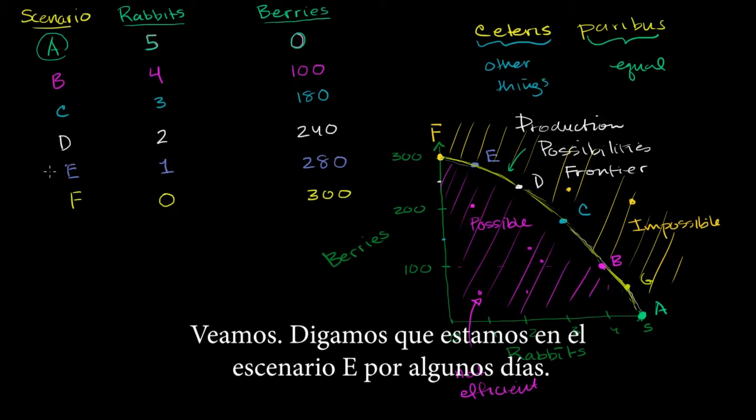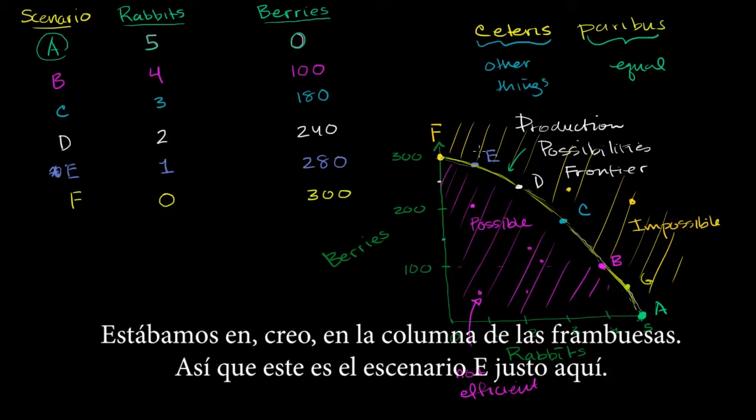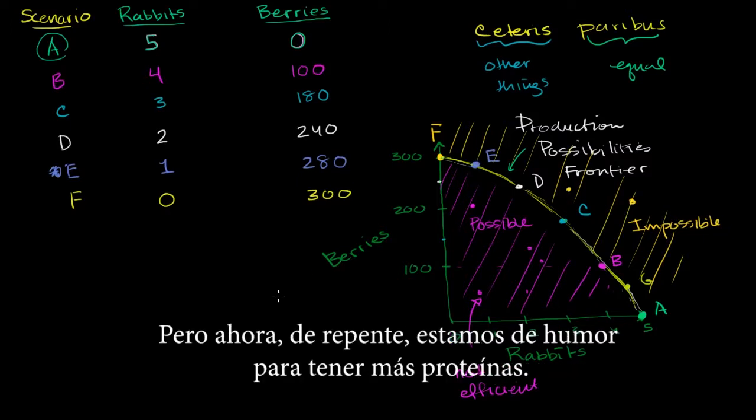Let's say we've been hanging out in scenario E for a bunch of days. On average, we've been catching one rabbit, but gathering 280 berries. We were, I guess, in a berry mood. So this is scenario E right over here.